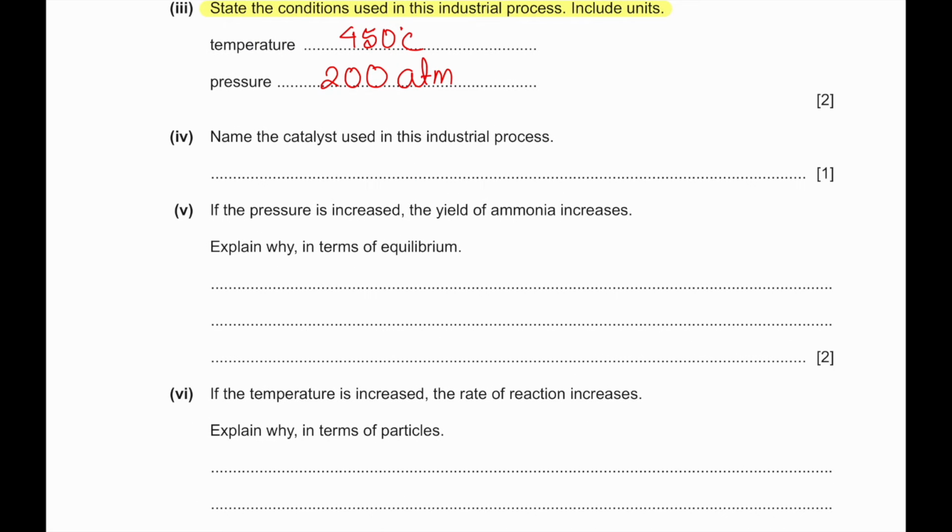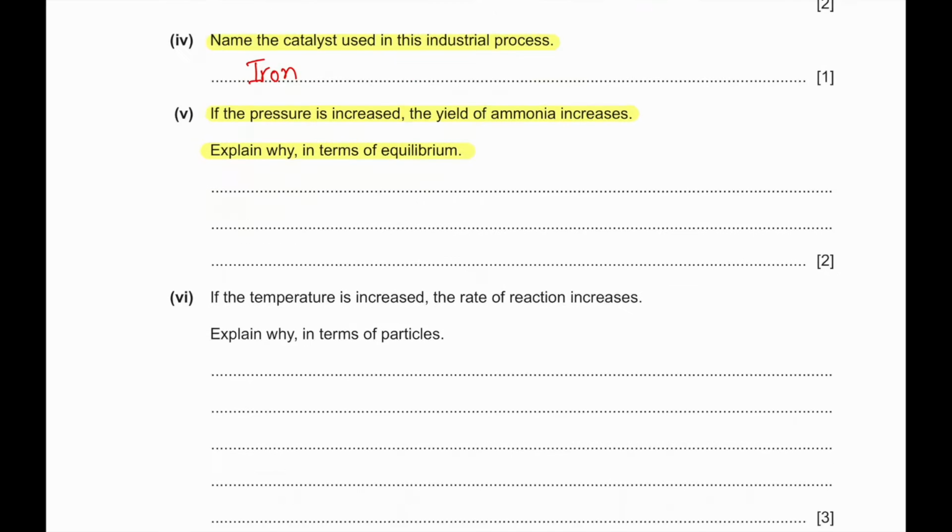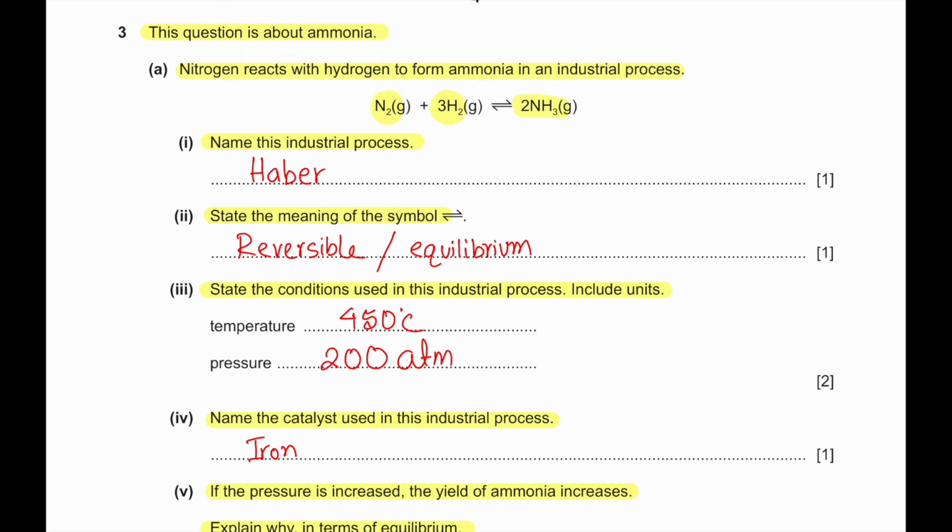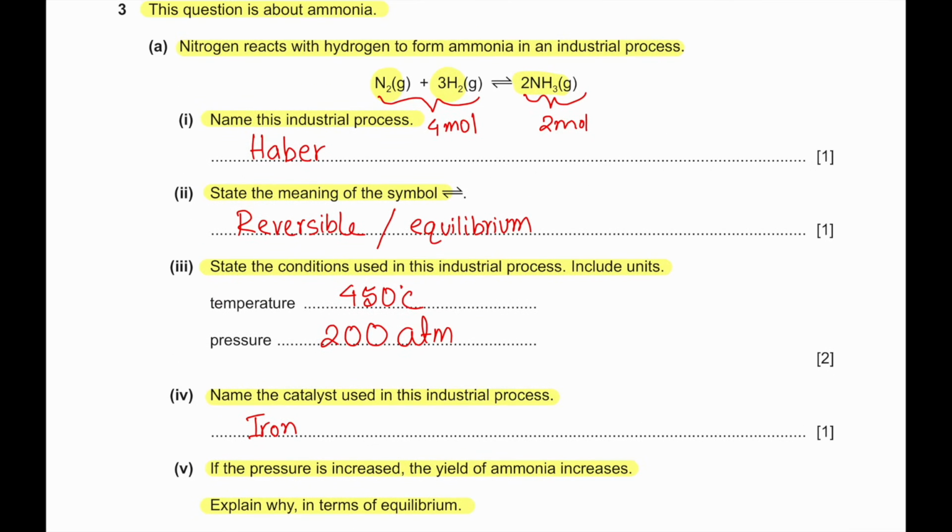Name the catalyst used in this industrial process. A catalyst of iron is needed. So iron. If the pressure is increased, the yield of ammonia increases. Explain why in terms of equilibrium. We can see that there are 4 moles of reactant, but there are only 2 moles of product. Since they are gases, an increase in pressure will favor smaller volume. So an increase in pressure will favor the product.